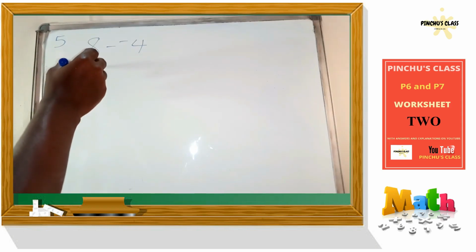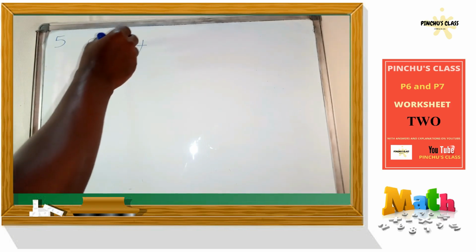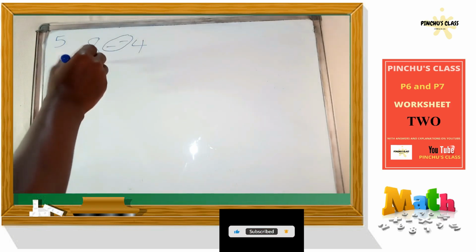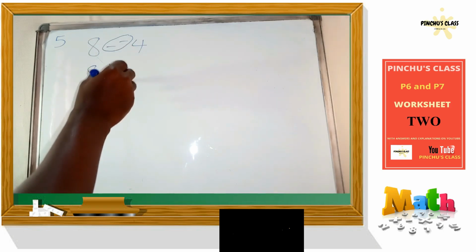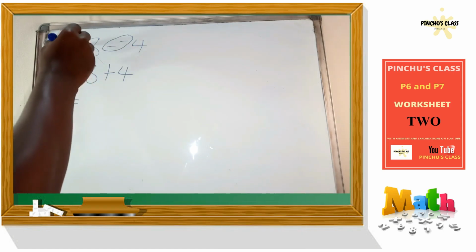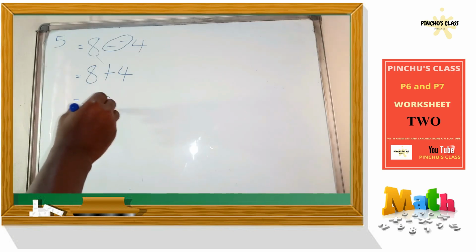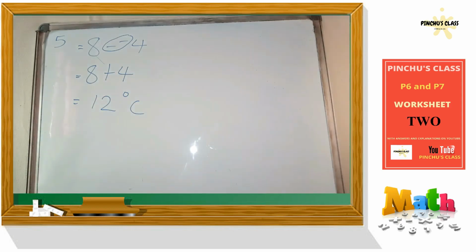So what we do, remember, a negative and a negative give us a positive. So this is going to be plus 4, and the answer is going to be what is 8 plus 4? That is 12 degrees Celsius. So that was the rise in temperature.